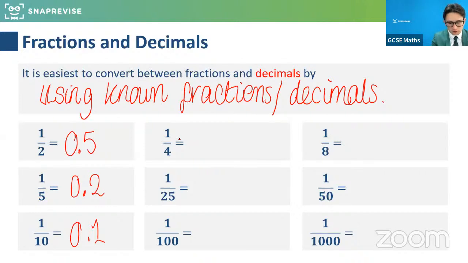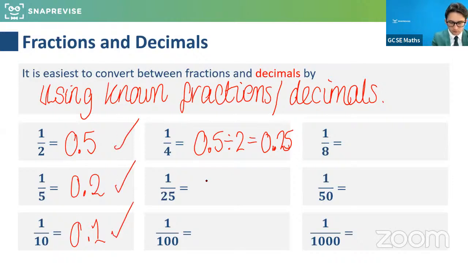And then a quarter, we can think of as a half of a half, or as a percentage. So it's like 0.5 divided by 2. So it's 25%, or 0.25. That's great. They've all been good so far. Well done. 1/25. Now this one, it's quite easy to go wrong here.